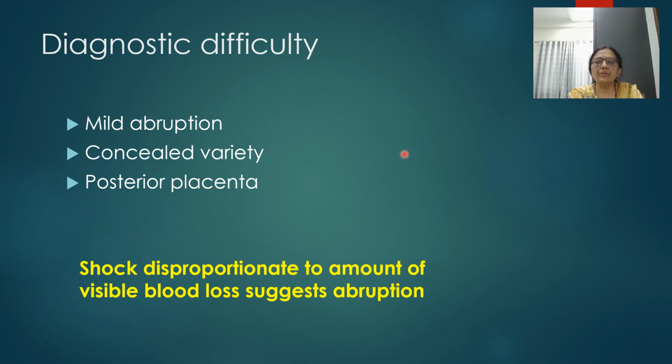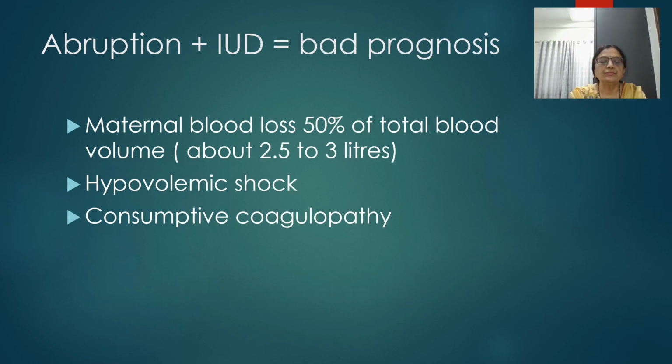Now, there is a diagnostic difficulty whenever it is a mild abruption. Whenever it is a concealed variety, it leads to diagnostic difficulty and usually late diagnosis, and that is why concealed variety has got the worst prognosis as compared to revealed or mixed variety. And whenever it is a posteriorly placed placenta, that also leads to diagnostic difficulty because tenderness over uterus will not be observed in these cases. Whenever there is a shock which is disproportionate to the amount of visible blood loss, then we should consider it as a clue for the diagnosis of abruption.